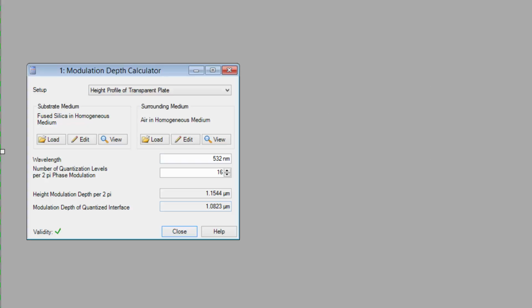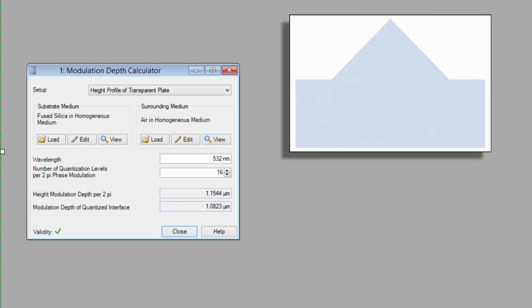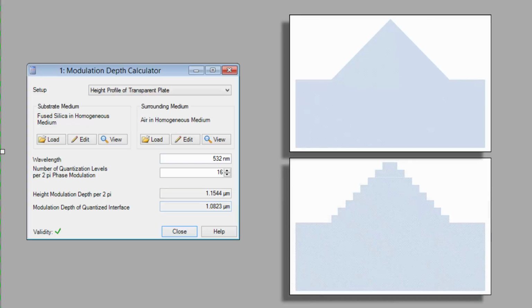Once the input parameters have all been fixed, the calculator yields the result as modulation depth per 2π. However, the above refers always to a continuous situation. If quantisation levels are envisaged for fabrication, the highest present level never coincides with a phase difference of exactly 2π, as then it would have the same effect as the lowest level.